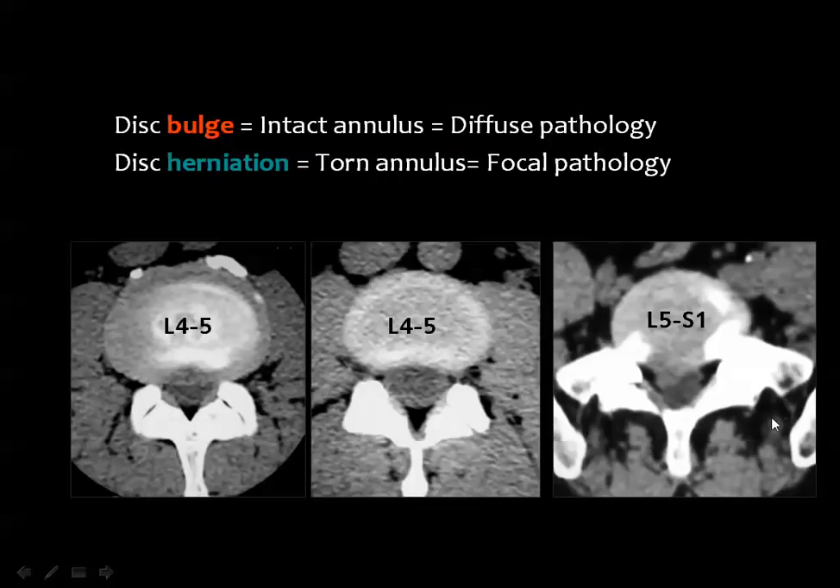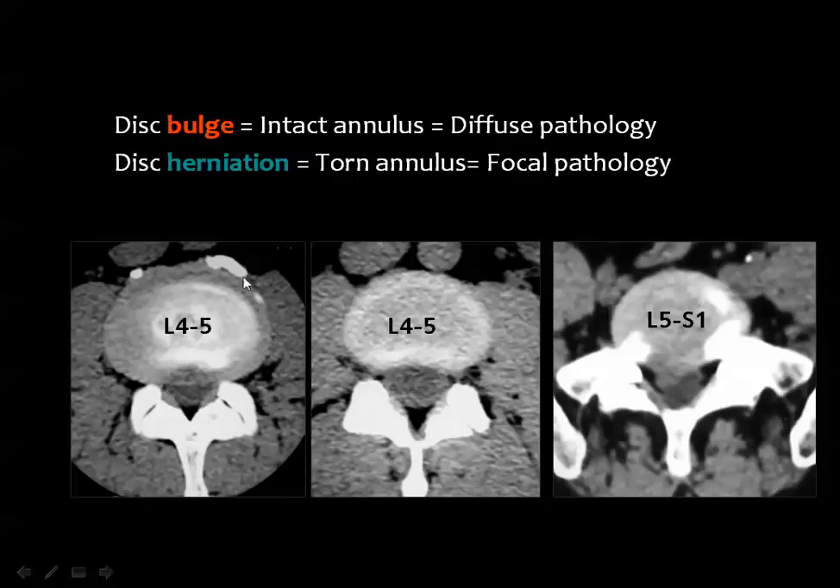Then how to discriminate between disc bulge and disc herniation or disc extrusion? You know that the posterior edge of the lumbar intervertebral disc is normally concave. Then disc bulge means that the annulus is weak but it is intact, while disc herniation means that there is a tear in the annulus with extension of the nucleus outside the confinement of the annulus. Then, by definition, disc bulge is a diffuse pathology. Disc herniation is a focal pathology.